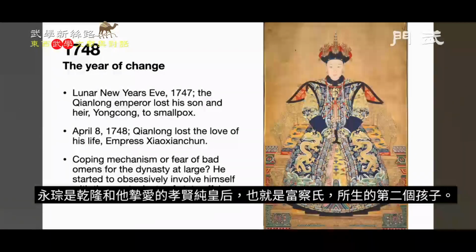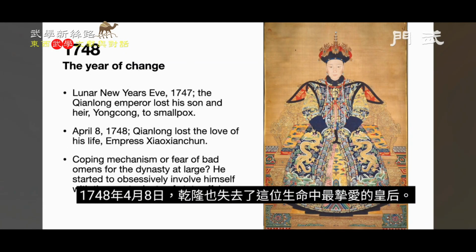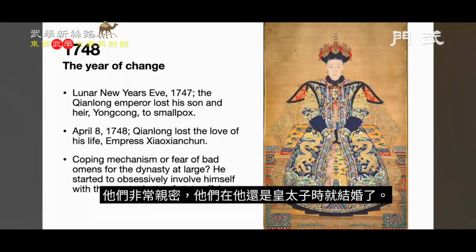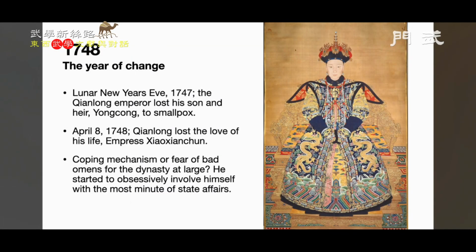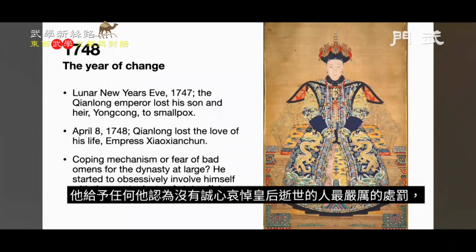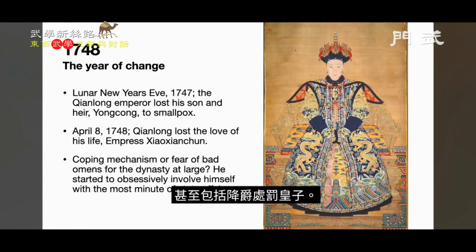He named him heir, and it was the second child that the love of his life bore him, Empress Xiao Shanchun, also known as Lady Fuka. April 8th the same year, he lost her. She was the love of his life. They were extremely close. They married when he was still a prince. And he seemed to have lost his mind a little after she died. He applied extremely harsh punishments for whoever he thought didn't mourn deeply enough over her death, including some of his sons that were demoted.